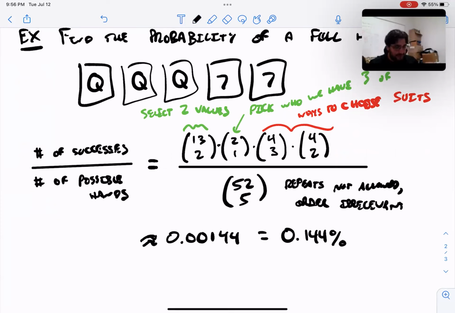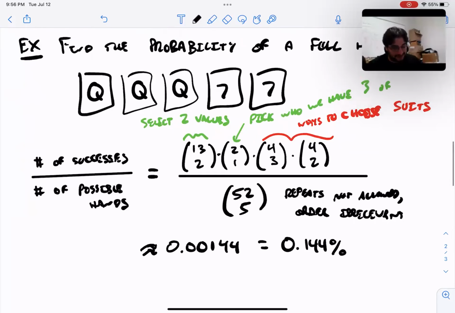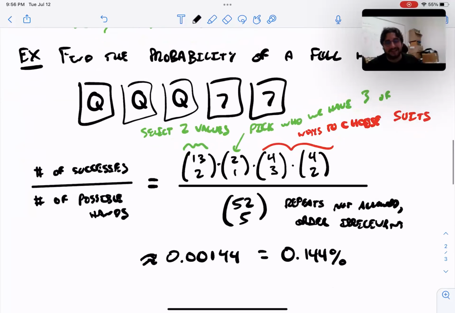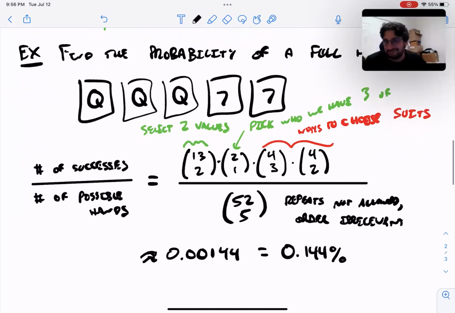So this is why poker is a fun game. It's unlikely, you're not going to get it every time. It's not so unlikely that it'll never happen. You probably get it 0.1% of the time. It's small, but not totally impossible.